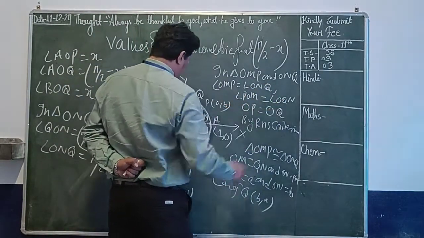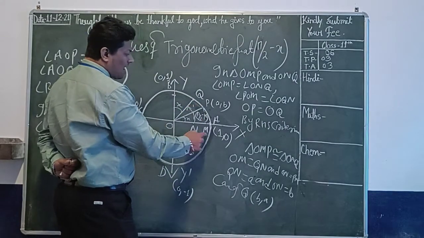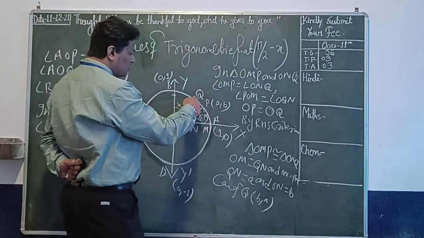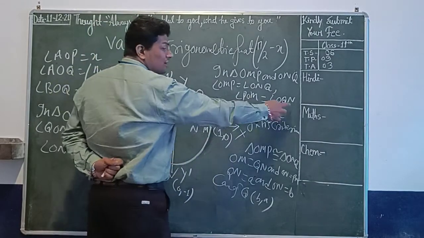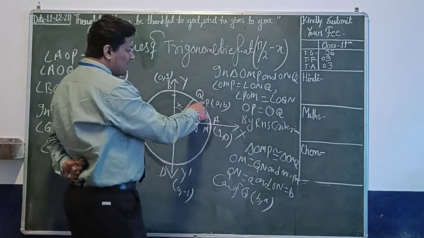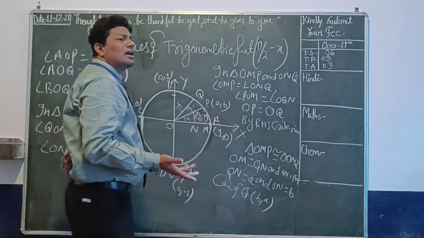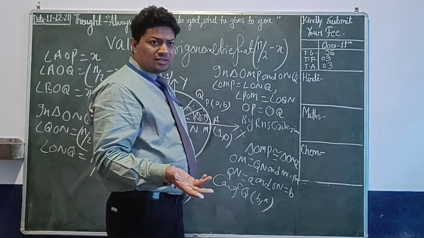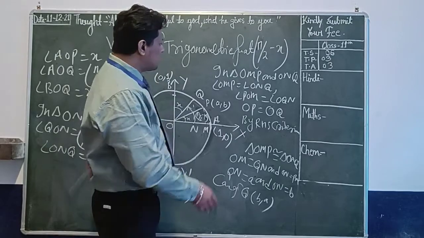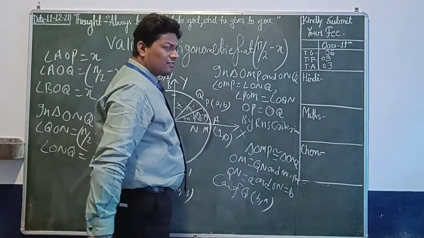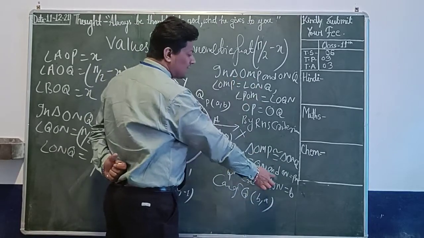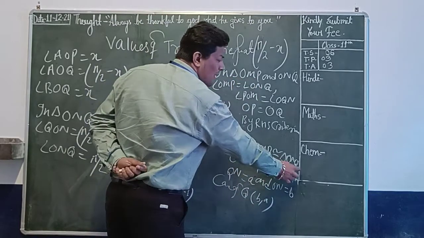Angle POM, that one is POM. This angle is equal to OQN. Both are equal. Is it clear? OP equal to OQ. OP, that one is equal to OQ because of the radius of the circle. Is it clear? OP and OQ both are the radius of the circle. So both will be equal. Two angles, one side equal. So by the RHS criterion, this triangle OMP is congruent with the triangle ONQ.